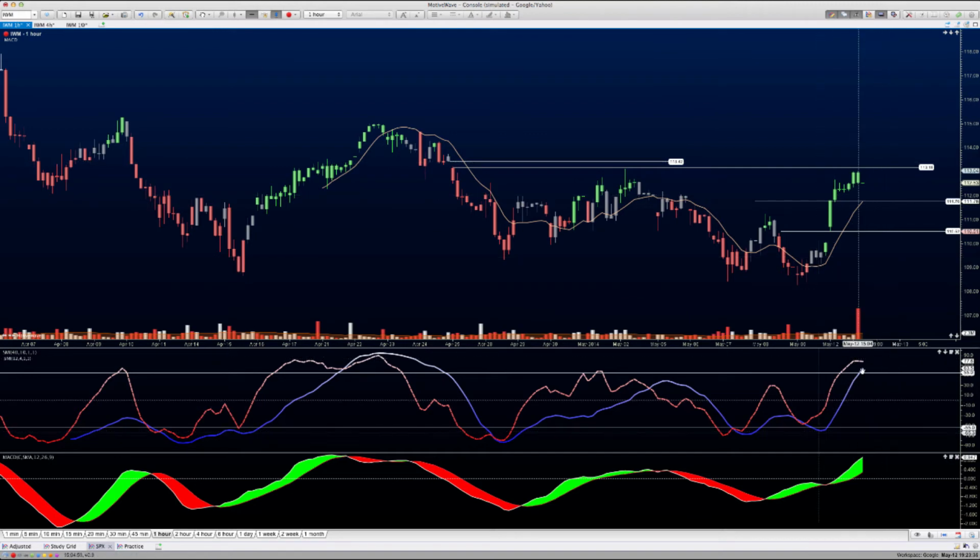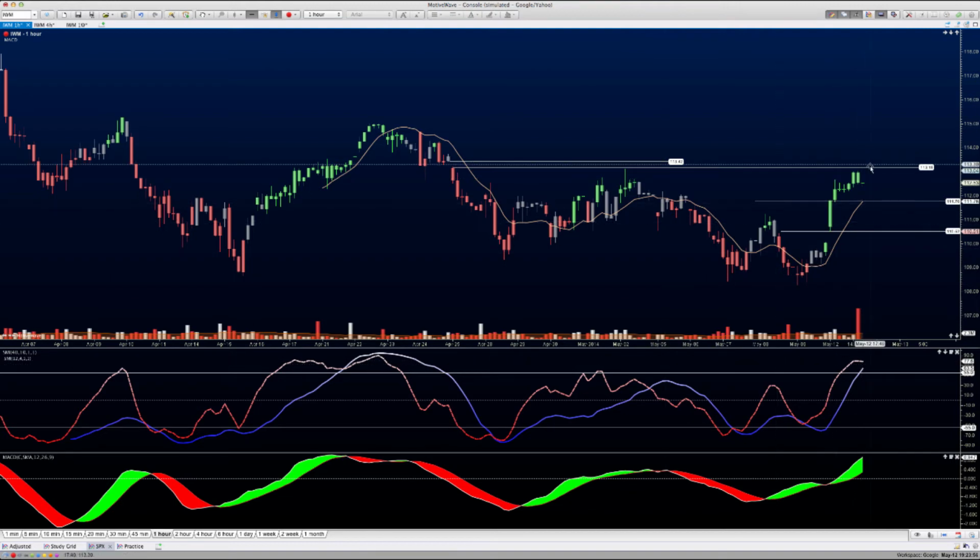We have upside momentum, but a flattening fast SMI. The MACD tells us to continue to be long. Yes, indeed, it does. Now, the SMI is showing some measure of weakness there, so we would have to pay attention to that.